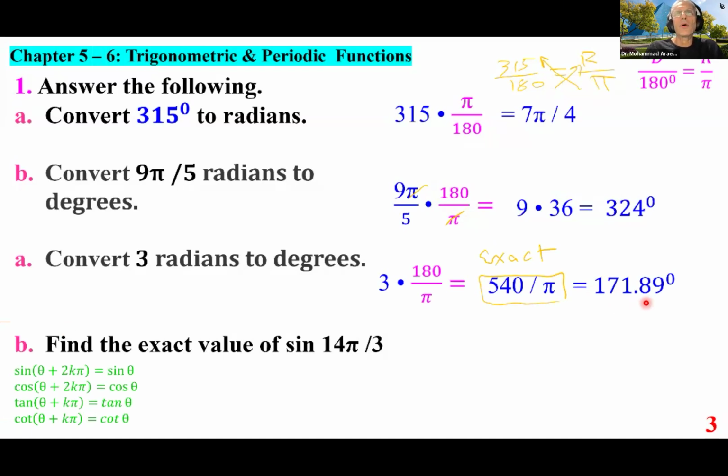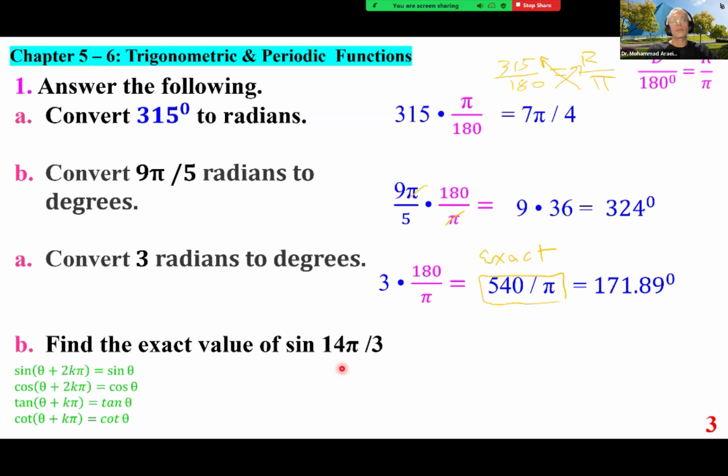14 pi over 3. We know that all trigonometric functions are periodic. All of them have a period of 2 pi, except tangent, and therefore cotangent have a period of pi. So all you have to do, when you see a number larger than 2 pi, subtract multiples of 2 pi, like 2 pi, 4 pi, 6 pi, and so on. So to bring it down to just one complete revolution from 0 to 2 pi. And then you make a decision.